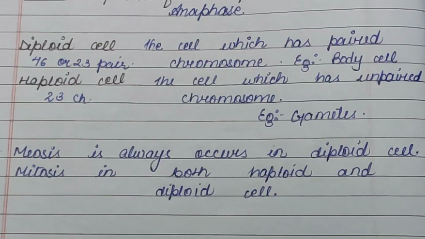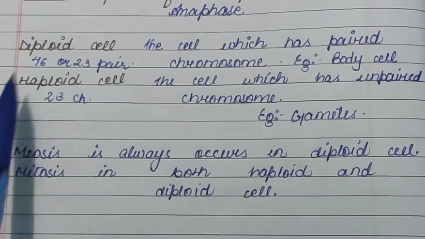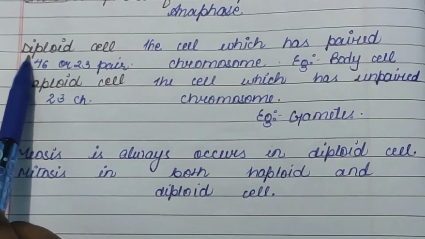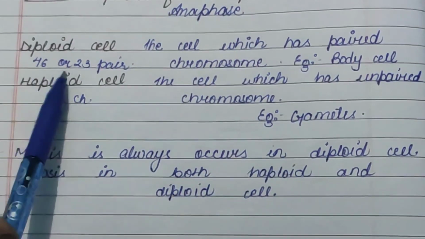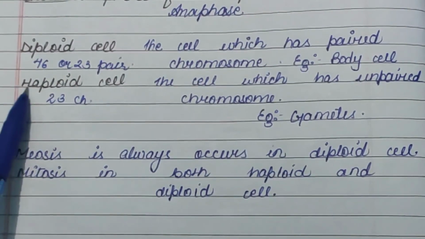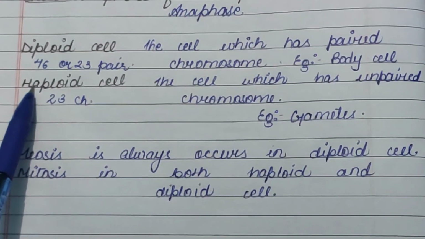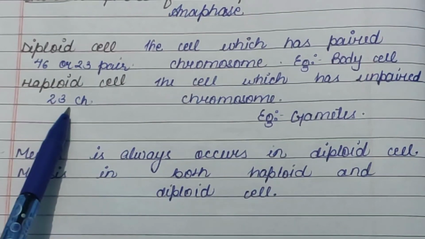To remember this, you have to learn from the terms themselves. D for diploid and D for double chromosomes, meaning in pairs. Similarly, H for haploid and H for half the number of chromosomes, meaning only 23.